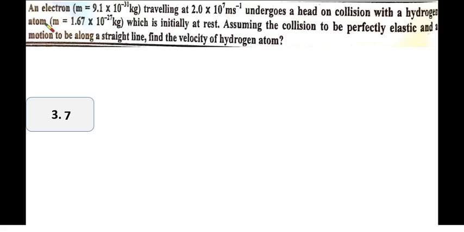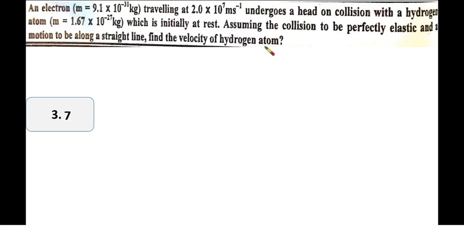So the electron is moving with this speed and collides with the hydrogen atom, which is at rest. Assuming the collision to be perfectly elastic and the motion to be along a straight line, find the velocity of the hydrogen atom.